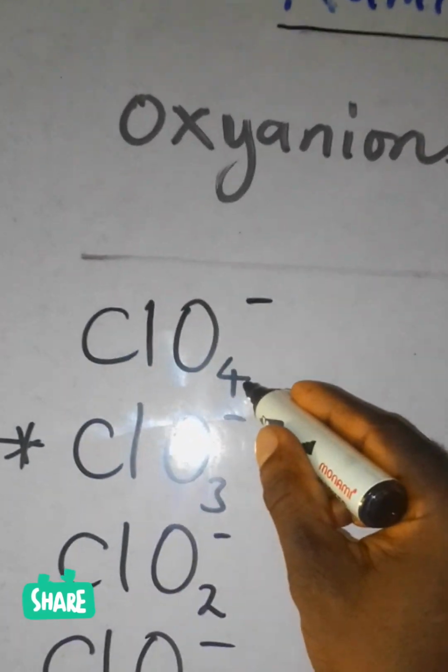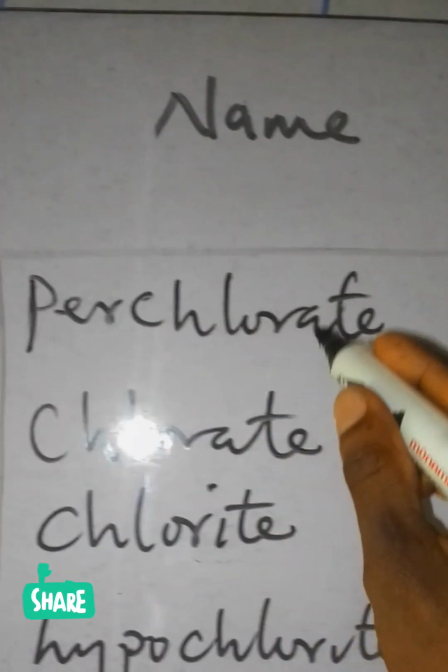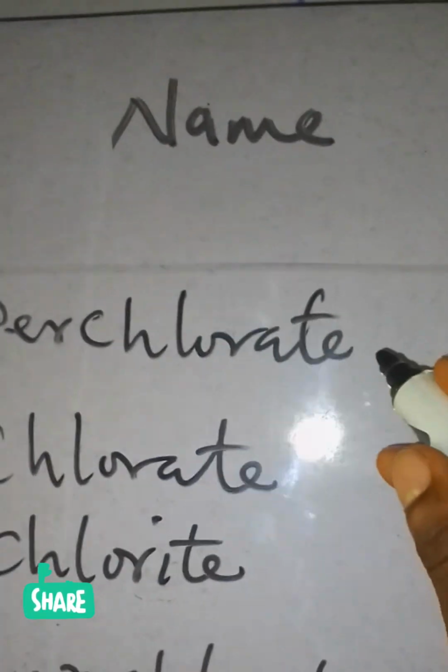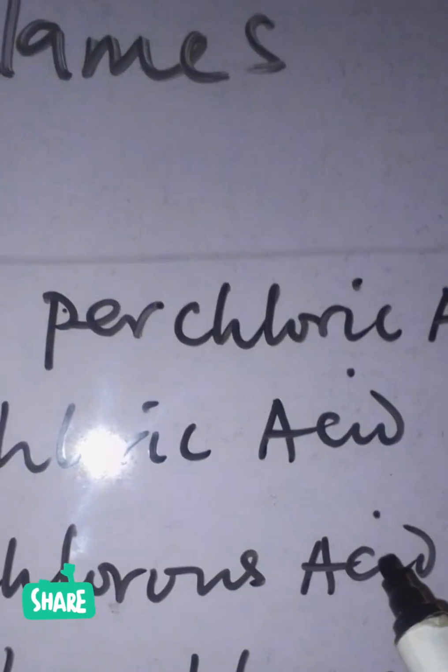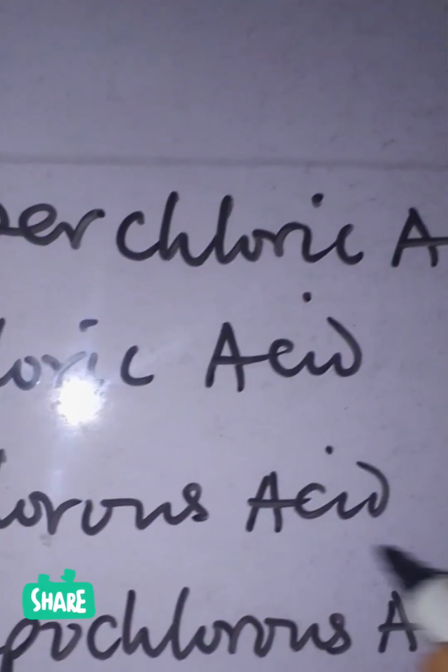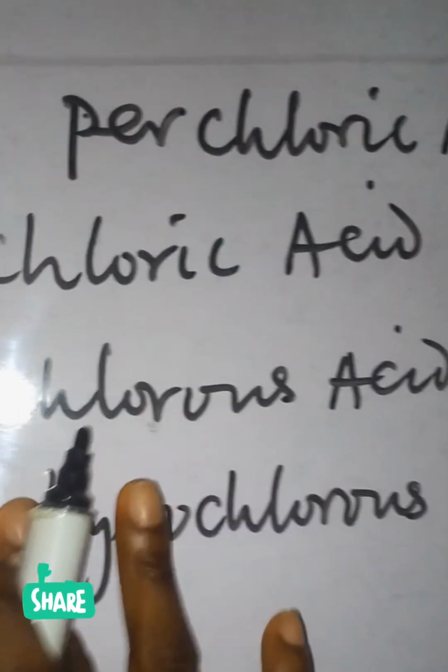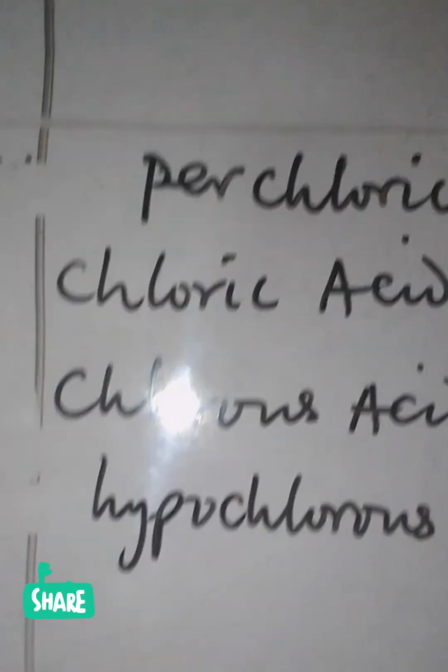So the oxyanion ClO4- is perchlorate. The acid equivalent is going to give us perchloric acid. The oxyanion chlorate is going to give us chloric acid. Chlorite will give us chlorous acid. And hypochlorite will give us hypochlorous acid. And that is how to name the acids.